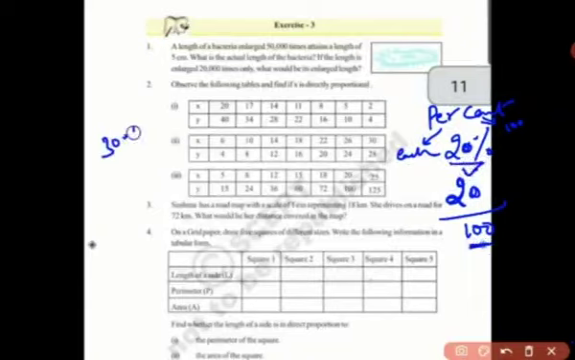If it is 30%, I have 30 in 100. So that's why we write 30 by 100. Okay, I think let's stop here for today.